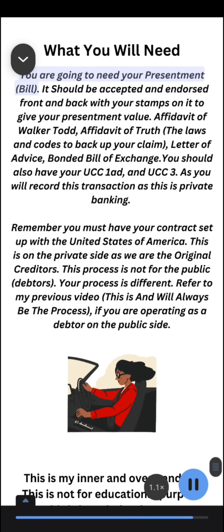notary, seal, notary signature. You are going to need your presentment bill. It should be accepted and endorsed front and back with your stamps on it to give your presentment value. Affidavit of Walker Todd, affidavit of truth, the laws and codes to back up your claim, letter of advice, bonded bill of exchange. You should also have your UCC1 ad, and UCC3, as you will record this transaction as this is private banking.